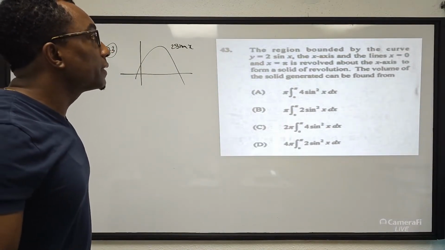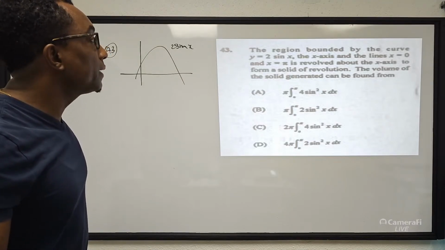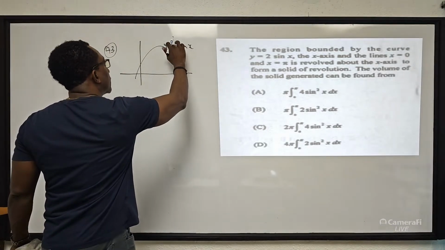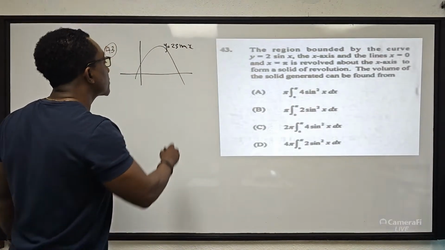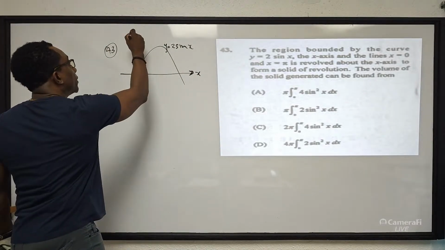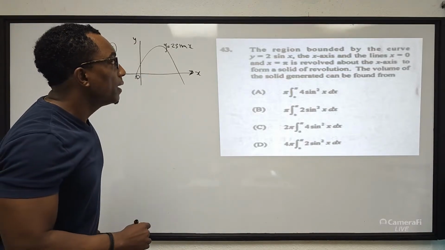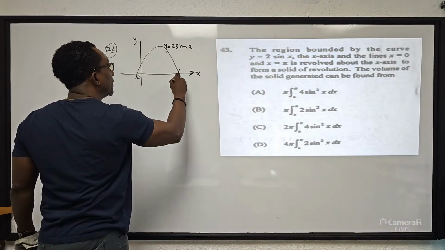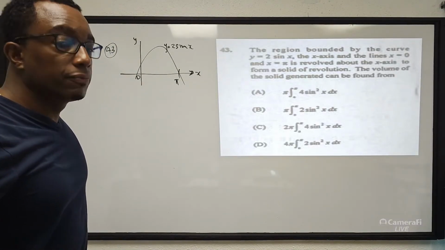They want us to find the volume of the region bounded by the curve y equal to 2 sine x, the x-axis, the lines x equal to 0, which is your y-axis, and x equal to pi. So we assume that this here is pi. Good? They want me to find the volume of revolution.